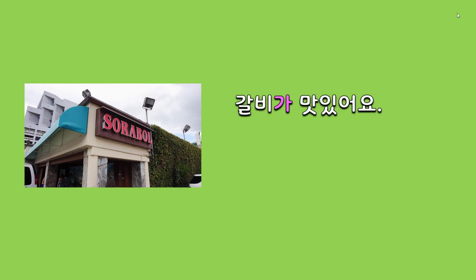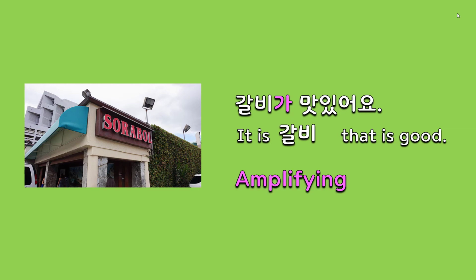What if she said 갈비가 맛있어요? Then she is implying that 갈비 is particularly good. Other food items may be good, but it is 갈비 that is particularly good at that restaurant. I describe this function as amplifying the status of the subject because it makes the subject stand out. It also avoids creating confusion because showing a contrast is another way of showing emphasis.